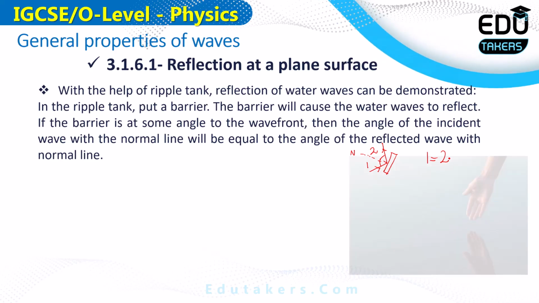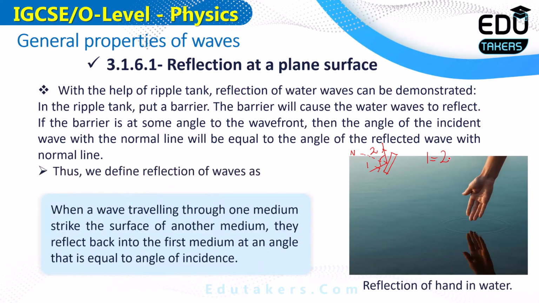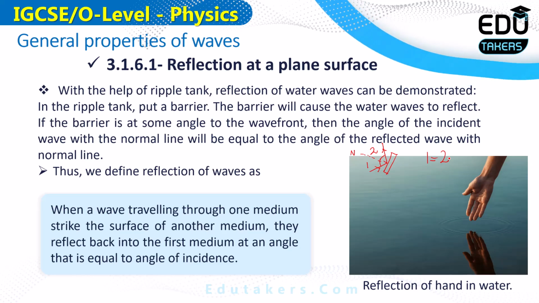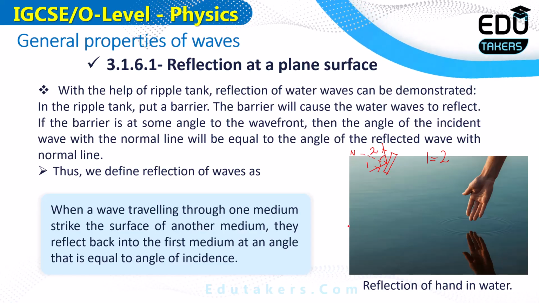So how can you define reflection? Reflection is when the wave travels in one medium and strikes the boundary of another medium, and then comes back into the same medium. There is no change in the medium in reflection. You can see in this figure the reflection of the hand in the water. The hand is above the water, but you can see its reflection below the water.